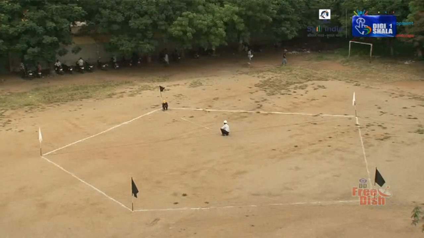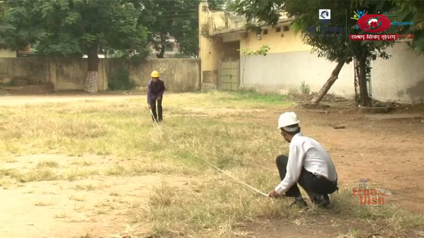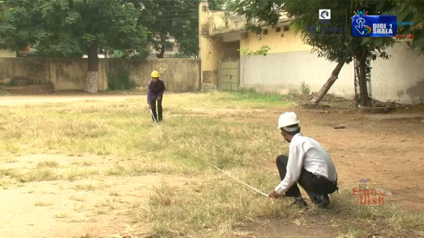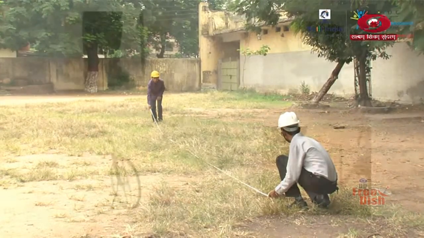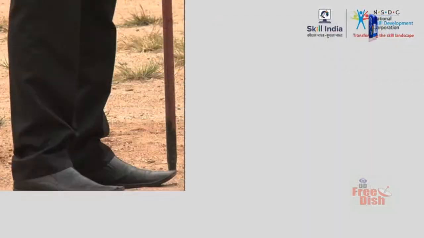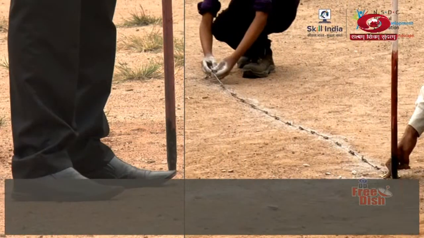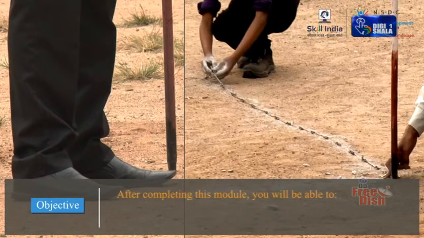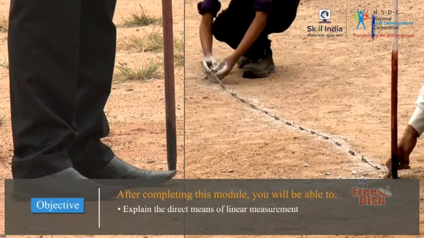You have seen the importance of linear measurement in surveying. When linear measurements are taken along the surface itself of a given site, the method is described as direct measurement. Let's find out what the different means of direct measurement are. After completing this module, you will be able to explain the direct means of linear measurement.